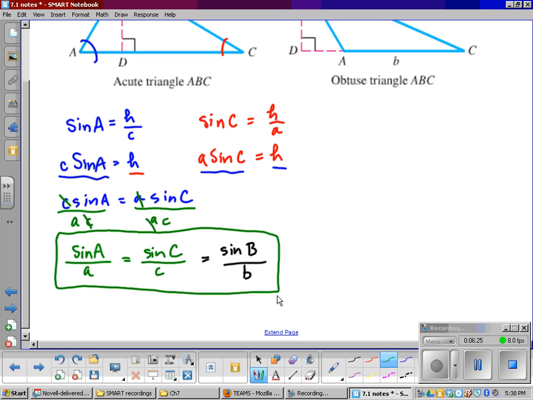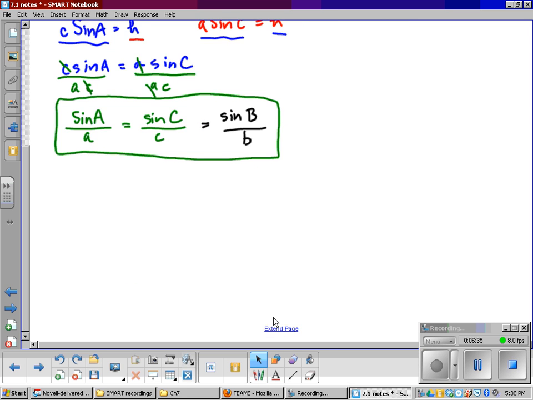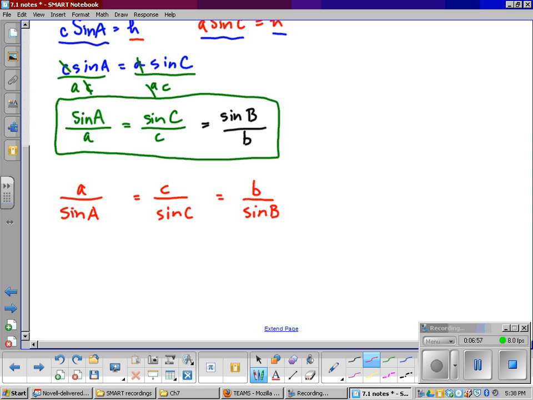Now keep in mind that this is a proportion. A fraction equals a fraction equals a fraction. So all the rules of proportions are going to be satisfied here. So instead of having sine angles on top and sides on the bottom, you can flip the entire equation if that suits your purposes better. So I could say that side A is to sine A, as side C is to sine C, as side B is to sine B. But I have to flip the whole thing.